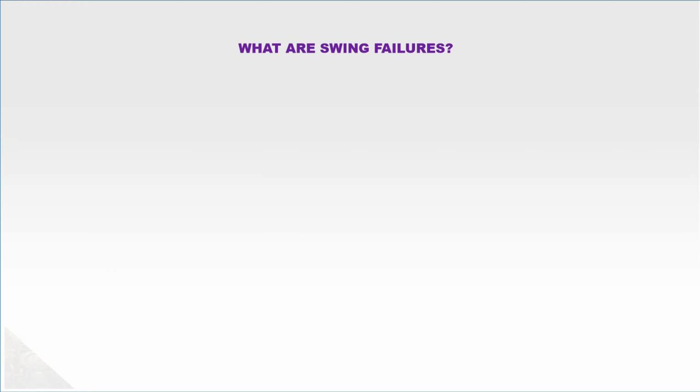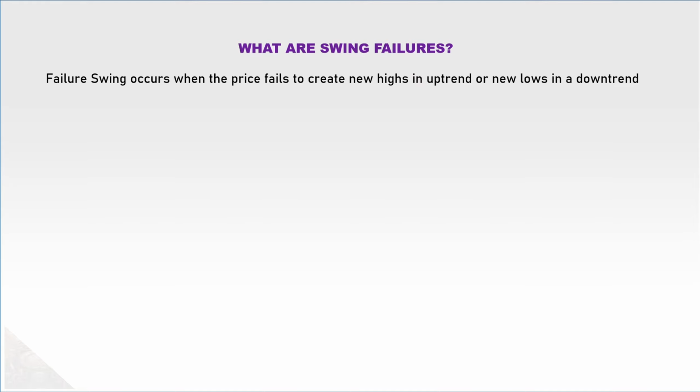Before understanding low resistance liquidity, we must understand what failure swings are, right? Failure swings simply occur when the price fails to create new highs in an uptrend or new lows in a downtrend, right? Let me show you an example to understand it better. So now we have this high and we have another high. We failed to sweep out this high. This is what we call the failure swing, right?